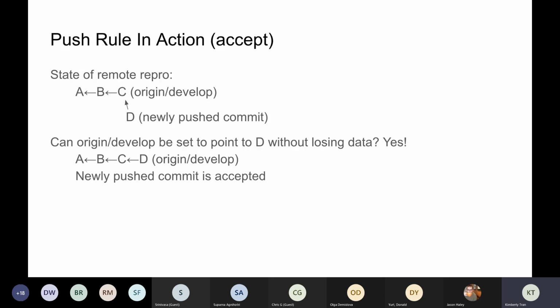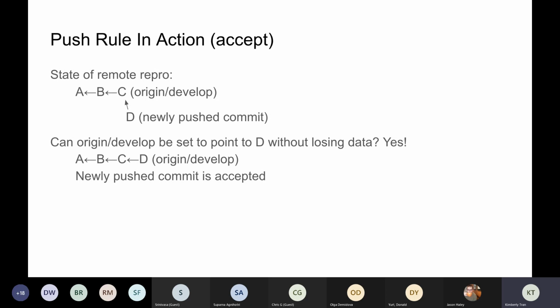We'll go on to the push rule in action. So there are 3 cases. The push rule, you can accept, reject, or force. So this is the accept case. This is the state of the remote repository, ABC. Here is a newly pushed commit, D, and you want origin develop to point to D without losing data. Can you do this? Yes, because when you do this, C is still accessible, so therefore the commit is accepted.